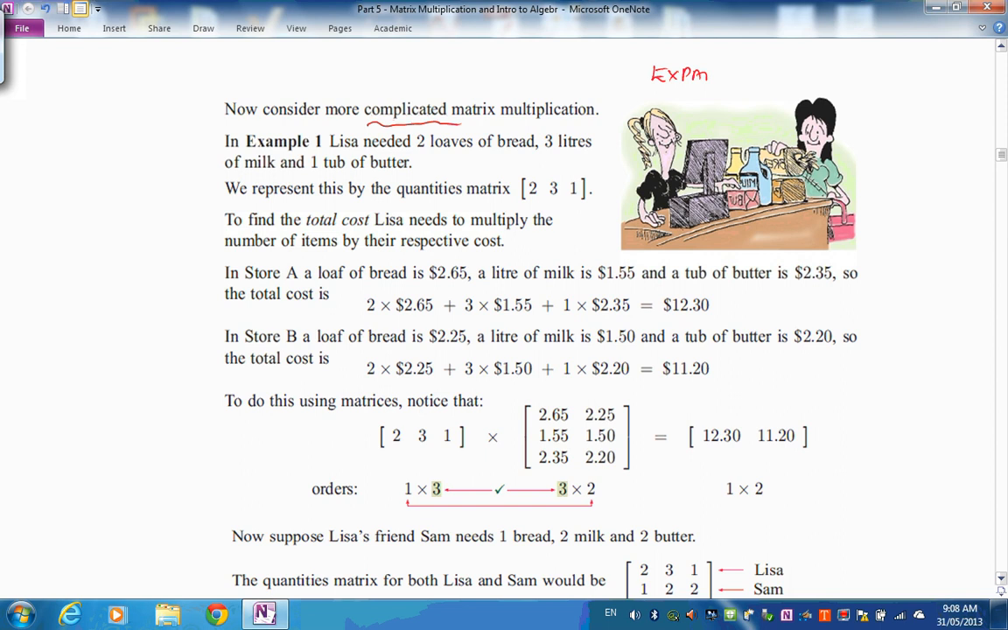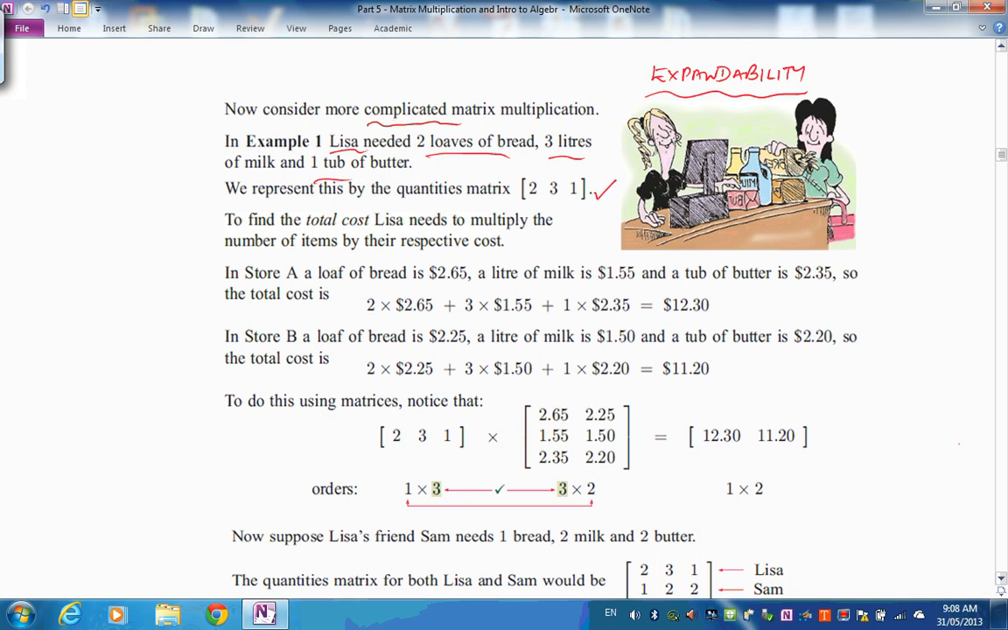The expandability of anything we define in matrix land is very, very expandable. So what we're going to do now is go through and say Lisa needs 2 loaves of bread, usual stuff, 3 litres of milk, 1 tub of butter.